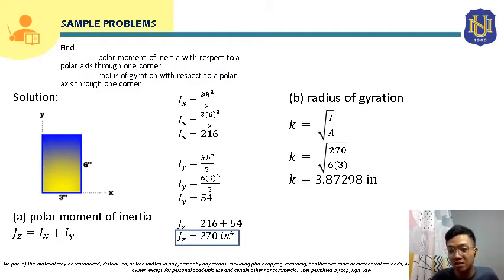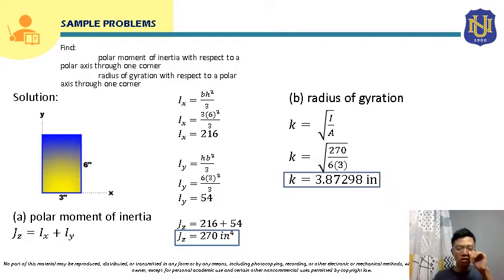The unit for this is inches, since the unit for moment of inertia is inches to the fourth, and the unit for area is inches squared. So it will just become inches squared, and if you square root inches squared, that will just be inch. Okay, so this will now be the answer for the radius of gyration with respect to a polar axis through one corner.